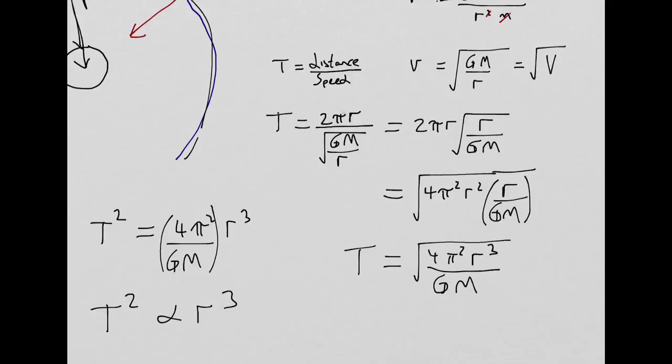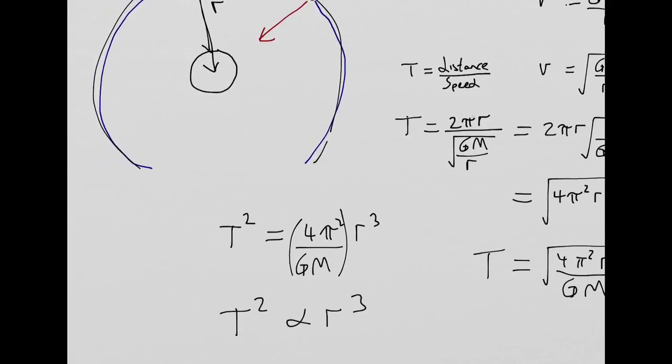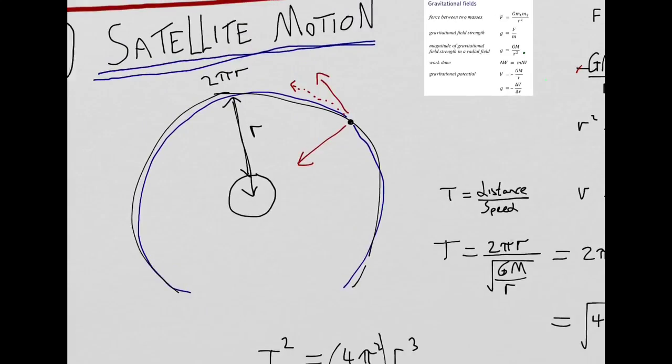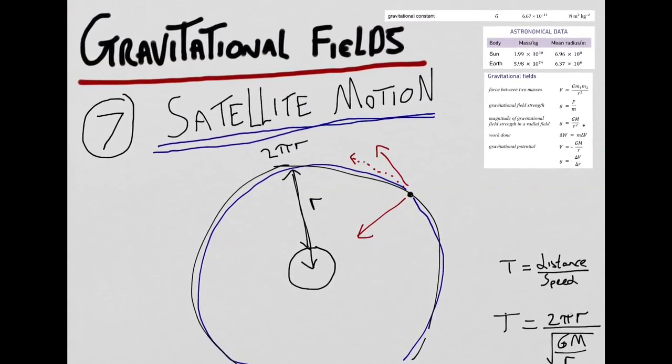Okay, so that is a description of how we can calculate an equation for satellite motion from the equations we've already learned. And that is the last bit of the gravitational field videos. Thanks for listening.